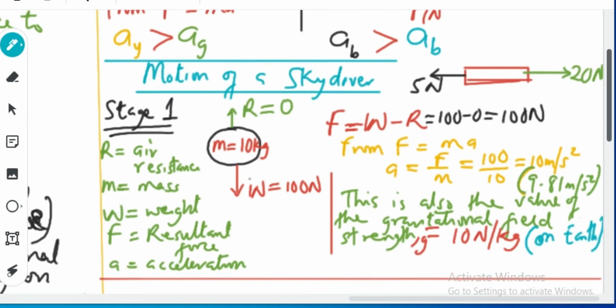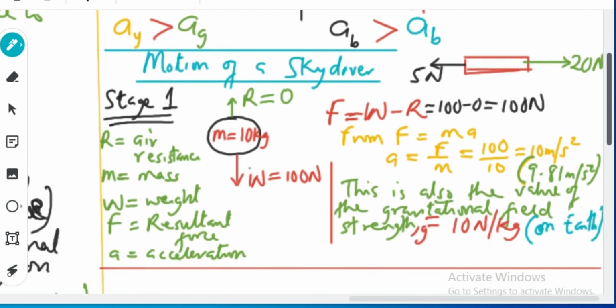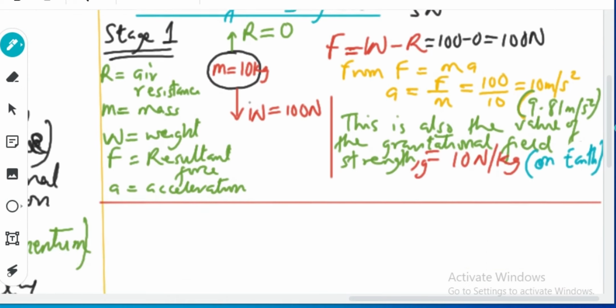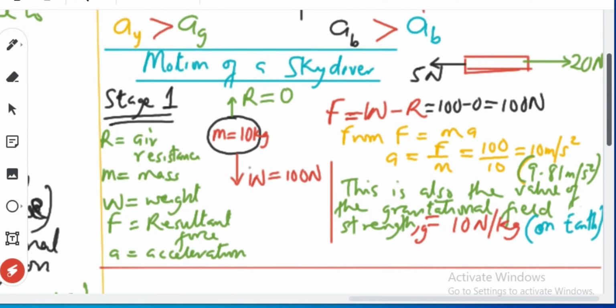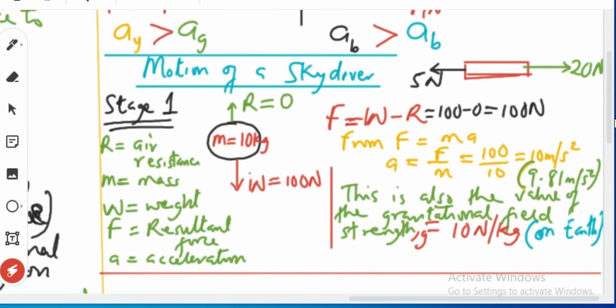Now let's look at another stage. Watch me. Are you listening to me? Remember, this thing has an acceleration. You had better see this. I hope you know that this thing has an acceleration. What does that mean? If something has an acceleration, it means it is moving faster, isn't it? It's moving faster.